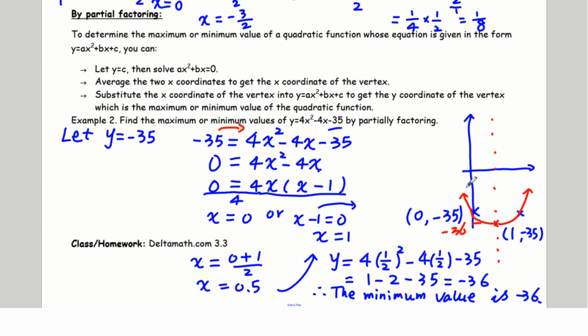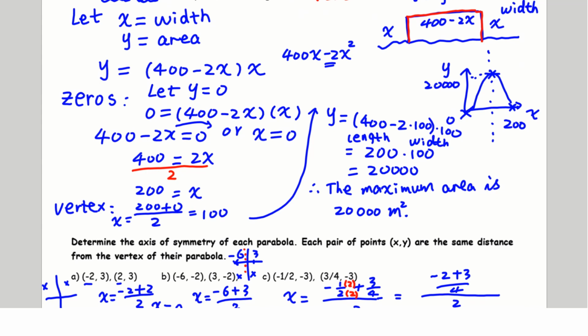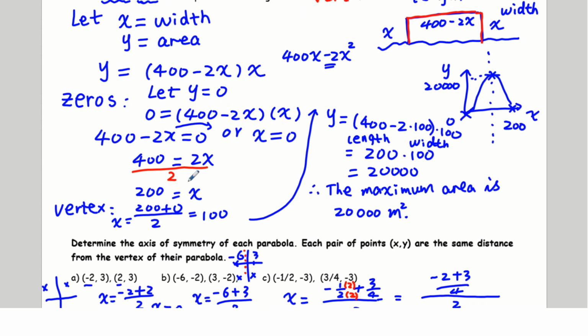So in this lesson, we have discussed two methods to find the maximum minimum value. So one is fully factoring, then find the zeros. Then we find the midpoint, the x coordinate, that is the x coordinate of the vertex, and sub the x value back to find the y value. That y value is your maximum or minimum value.